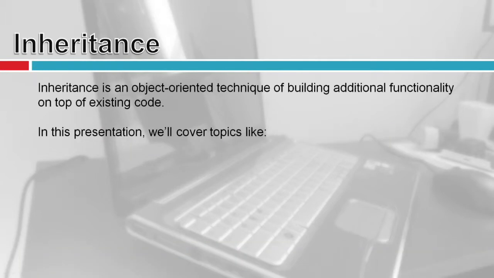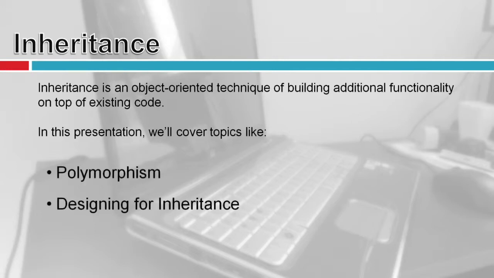Inheritance is an object-oriented technique of building additional functionality on top of existing code, so code reuse. In this presentation we'll cover topics like polymorphism, designing for inheritance, and we're going to cover interfaces again. We talked about interfaces back in chapter 5, but here we're going to compare them to abstract classes. Why are they different?